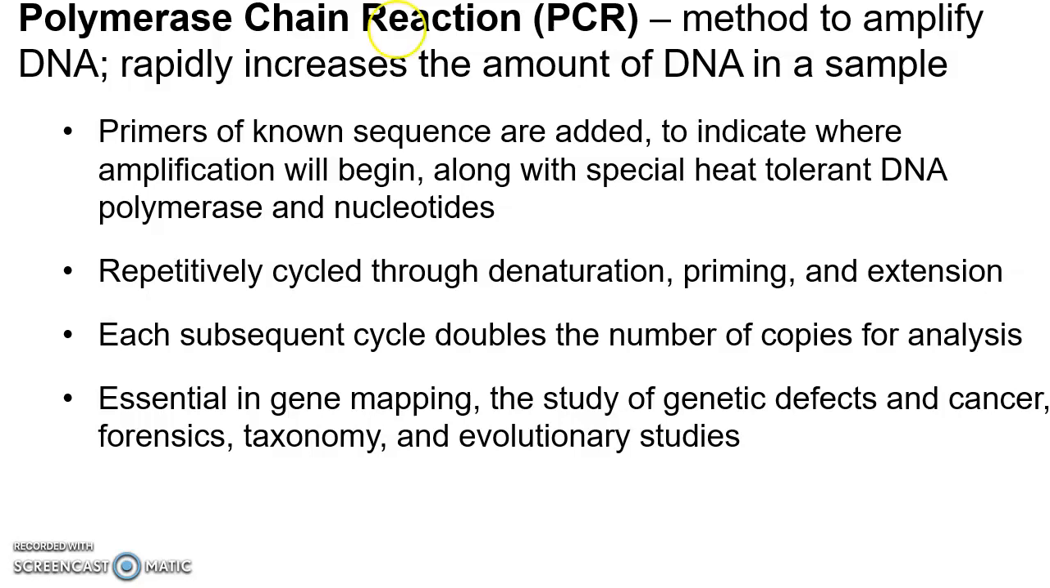And the basic technique involves denaturing, priming, and extending the DNA strand, and it does this repetitively, so then you get a lot of copies of your test DNA that can be analyzed, and every time this cycle of denaturation, priming, extension is repeated, it doubles the number of copies of your DNA for analysis. And it is used in gene mapping, studying genetic defects, as well as cancer, forensics, taxonomy, and the evolutionary studies. It has a lot of applications.